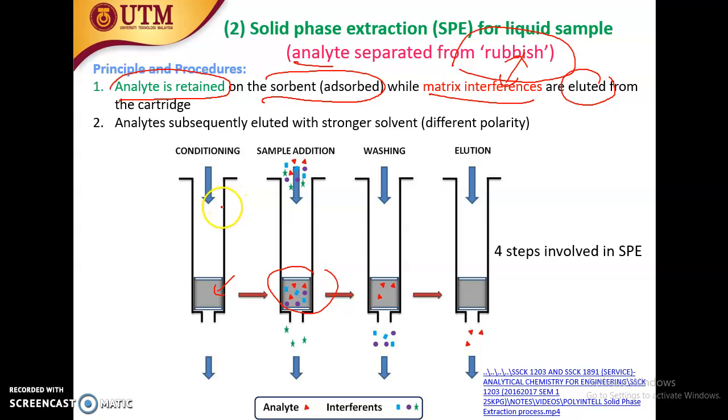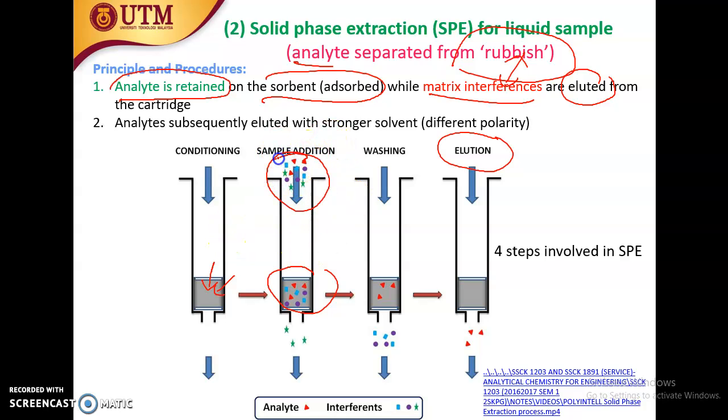Now we go to the steps of solid phase extraction. We have 4 steps: conditioning, sample addition, washing, and elution. As simple as that. But the hardest part is determining what kind of elution solvent and what kind of retention inside this. That's the thing that a chemist must be able to understand and explain to their subordinates or lab technicians, for example. First, you condition the dry sorbent with solvent. What kind of solvent depends on your analyte and sample.